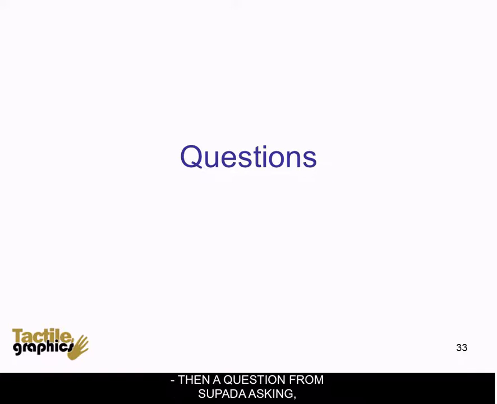Then a question from Supada. She's asking, when creating a Braille tactile graphic, what information needs to be included? That's a really good question. This answer will take a little time. The philosophy we took when we did our five books was that we included everything. We wanted the blind person to get the same information that the sighted person got. When we removed the text, we put it back in Braille somewhere very near where it was in the original document. Now, I will say there were a few exceptions, and they were very complicated diagrams where, if we tried to put all the text back in Braille, it would not fit.